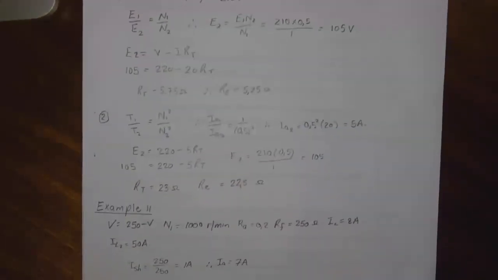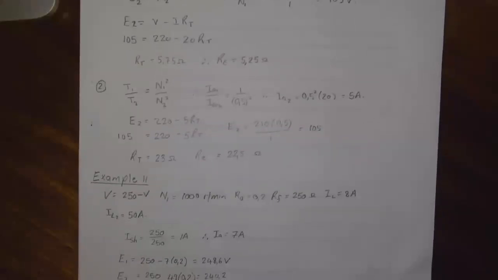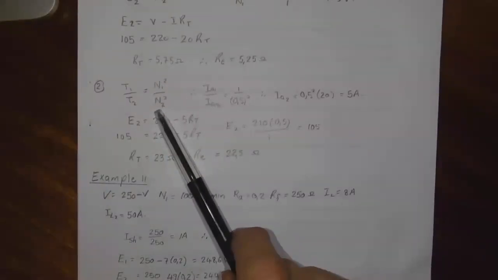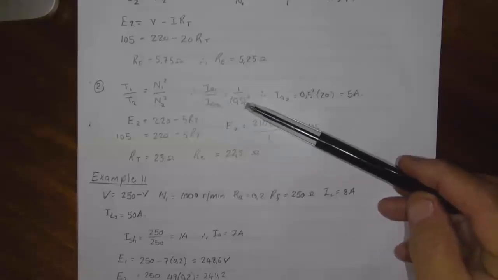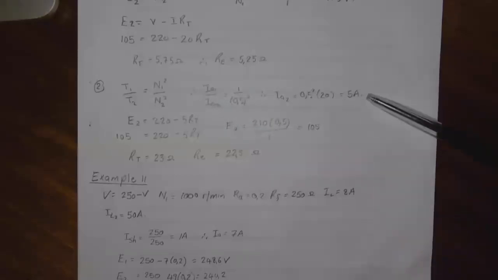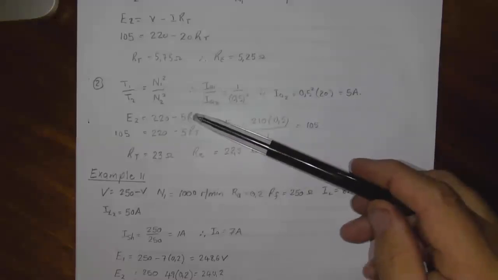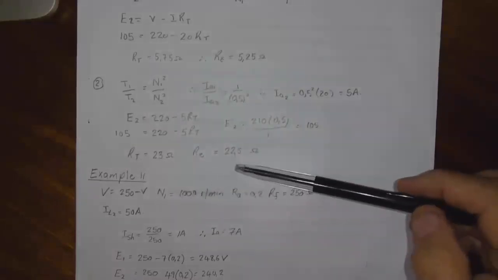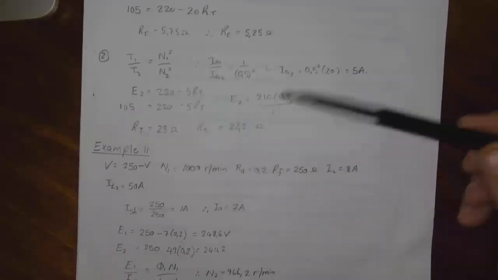Now the second condition, where the torque is directly proportional to the square of the speed, then T1 over T2 is N1 squared over N2 squared, and therefore IA1 over IA2 is 1 squared over 0.5 squared, and that gives us an armature current of 5 amps. And then it's 220 minus 5 times R total, and that gives us 23 ohms. And if we subtract the 0.5 ohm there, we get 22.5 ohms.